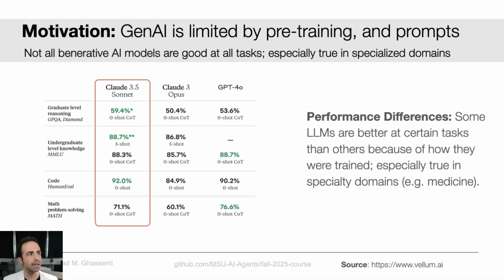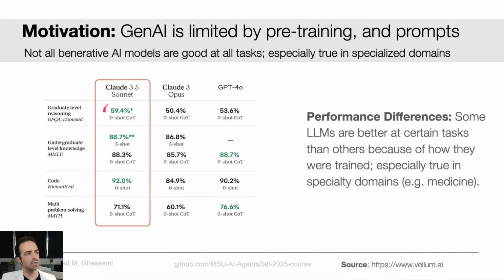The third issue is that with generative AI systems, there are performance differences depending on which one you're using. So if you've used Claude Code as an example versus OpenAI, you might notice for certain coding tasks there are differences in the performance. What I'm showing you here in the table on the left are three LLMs, Claude 3.5, Claude 3, and GPT-4o, and a couple of tasks. This is graduate level reasoning tasks, undergraduate knowledge tasks that are embedded in a benchmark called MMLU, a coding task, and a math problem-solving task.